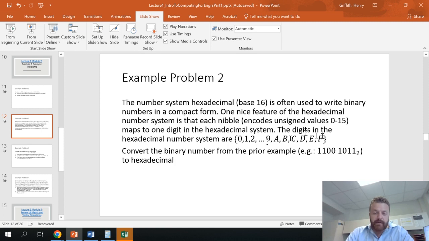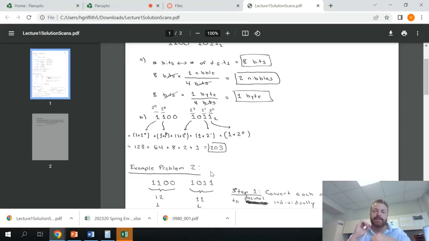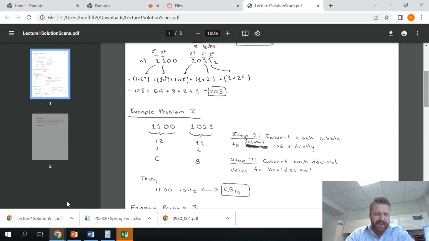So what we were asked to do is to convert this binary number from the prior example, 1100 1011, to hexadecimal. Since hexadecimal is intentionally designed to write binary in a smaller or shorter format, the conversion process is really easy. Basically, what you want to do is just grab each nibble individually, convert it to decimal, and then convert that decimal value to a corresponding digit in hexadecimal. It doesn't matter which order you do it. You just have to preserve the order, of course.